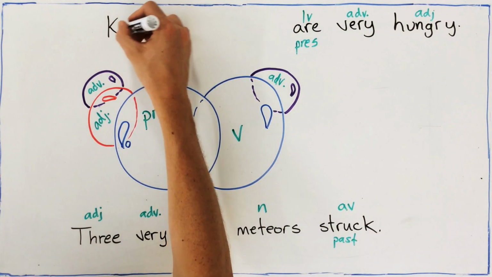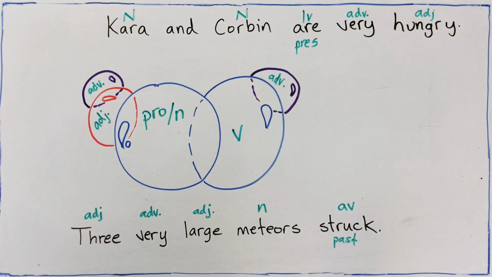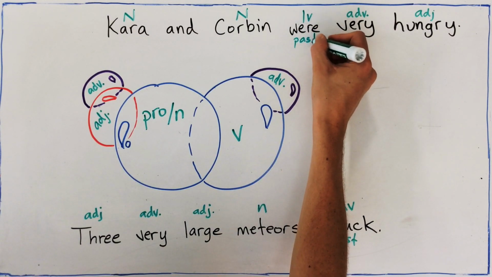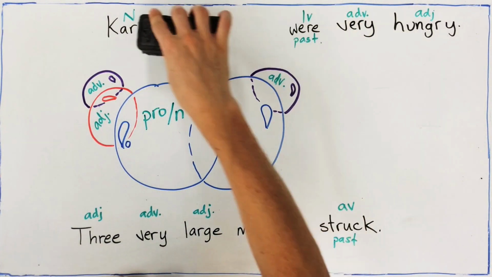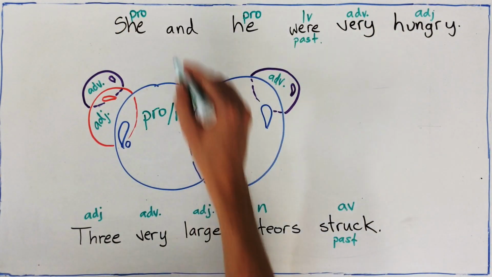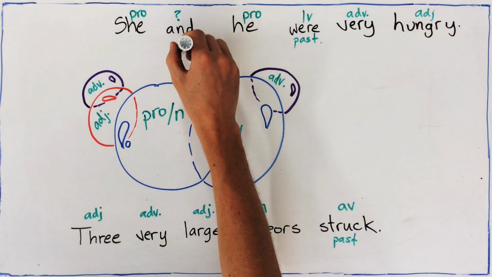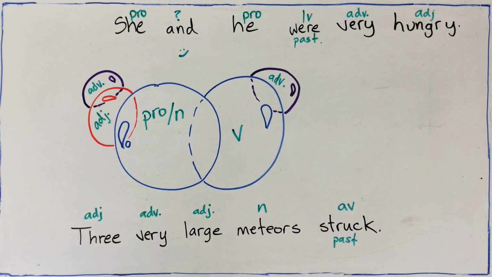We said earlier that linking verbs help to describe people, places, or things, and they do so by connecting adjectives back to them. So now I've replaced toddlers with two proper nouns, Kara and Corbin. And look, I can make the linking verb past tense instead of present tense. Or I can replace my proper nouns, Kara and Corbin, with two pronouns, she and he. As for the word and several other parts of speech, we'll get to those soon.